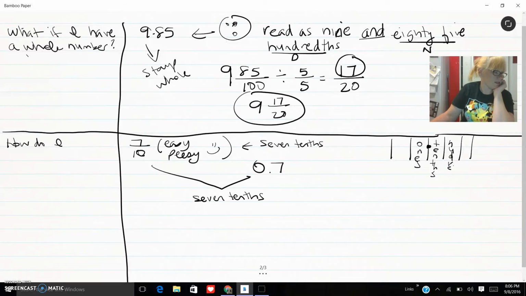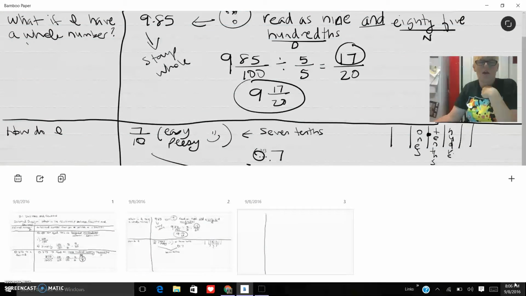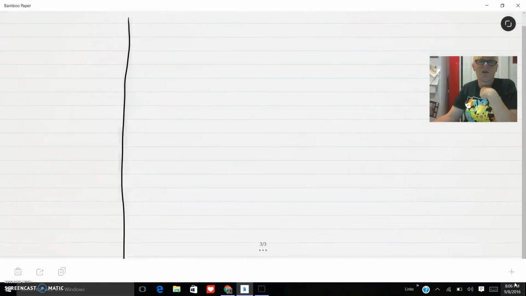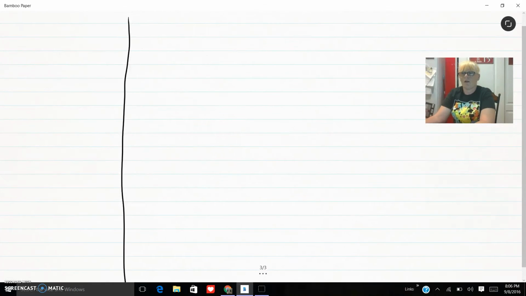That is so easy, Miss Fernley. I can't believe you're making us do something so easy. Okay, what if we have a problem that does not have a tenths or a hundredths or a thousandths in it? What are we going to do with that? All right, so here's what we do.